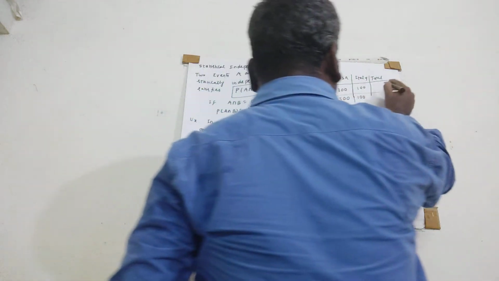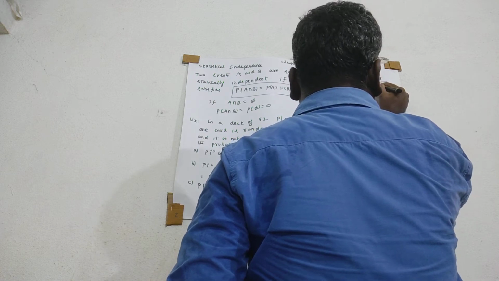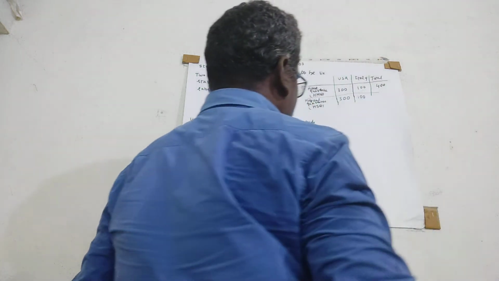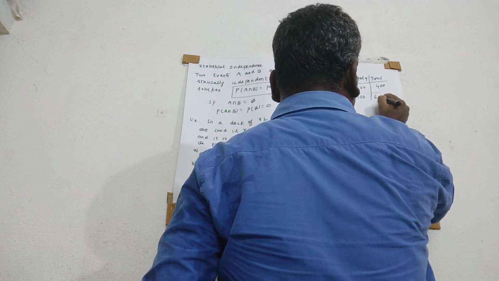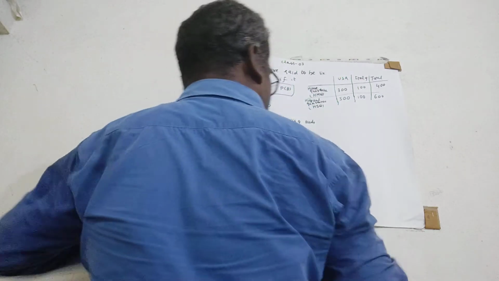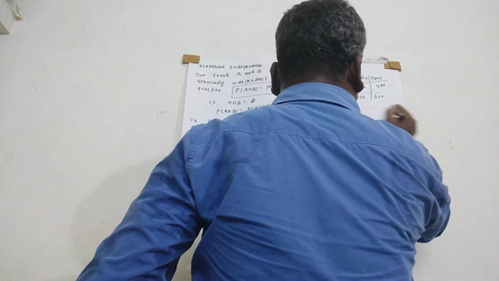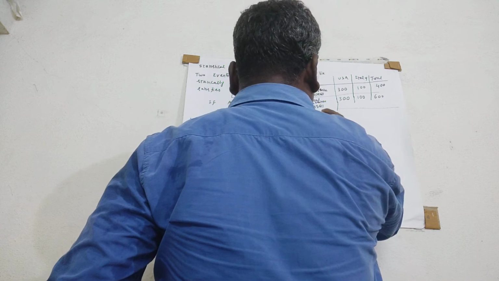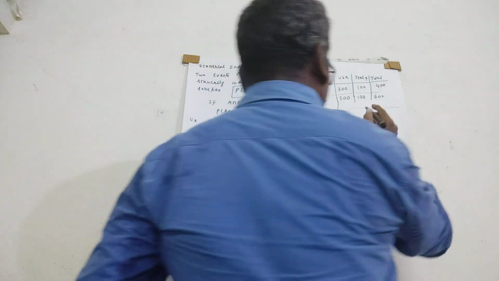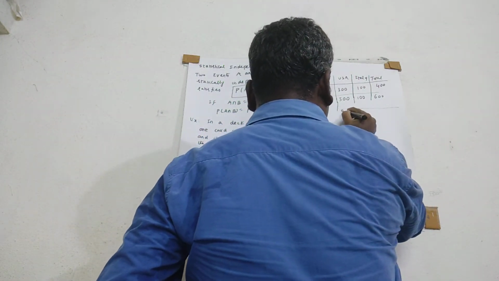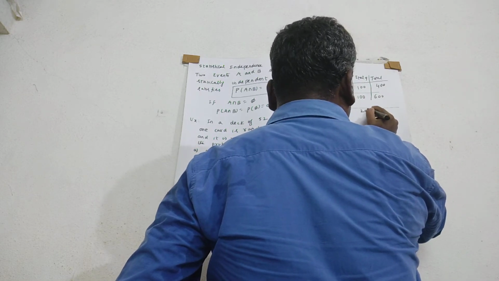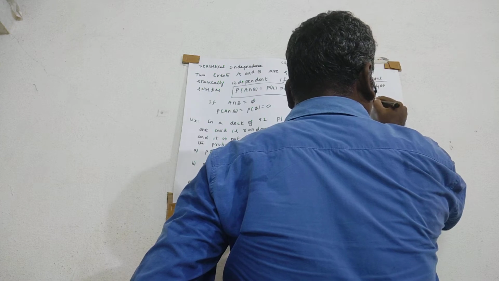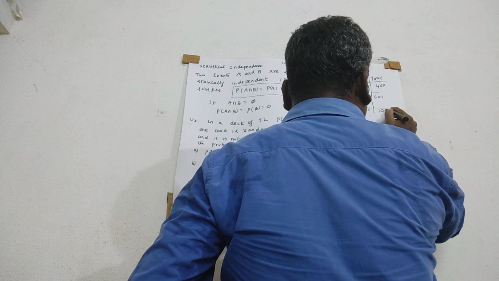How many number of home quarantine in total? 300 plus 100. How much is it? 400. How many hospital quarantines here? 500 plus 100. How much is it? 600. In the third row, total, it is 300 plus 500. How much is it? 800. 100 plus 100. How much is it? 200. What is total? 1000.